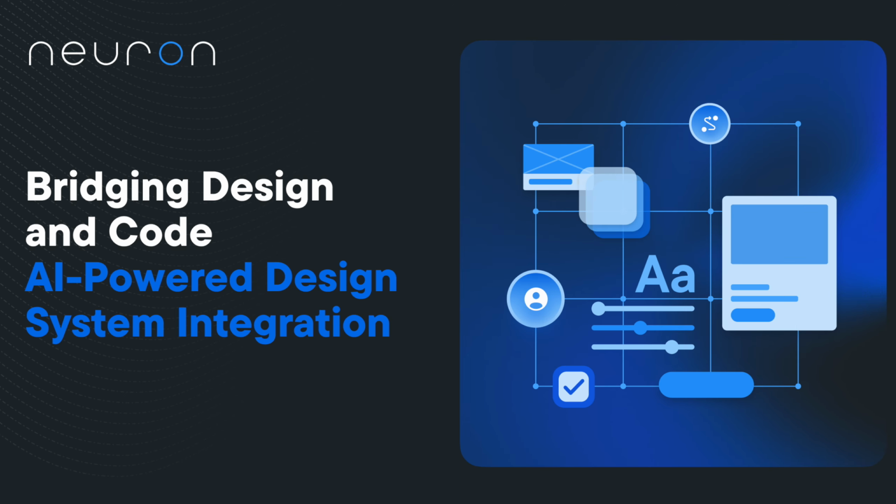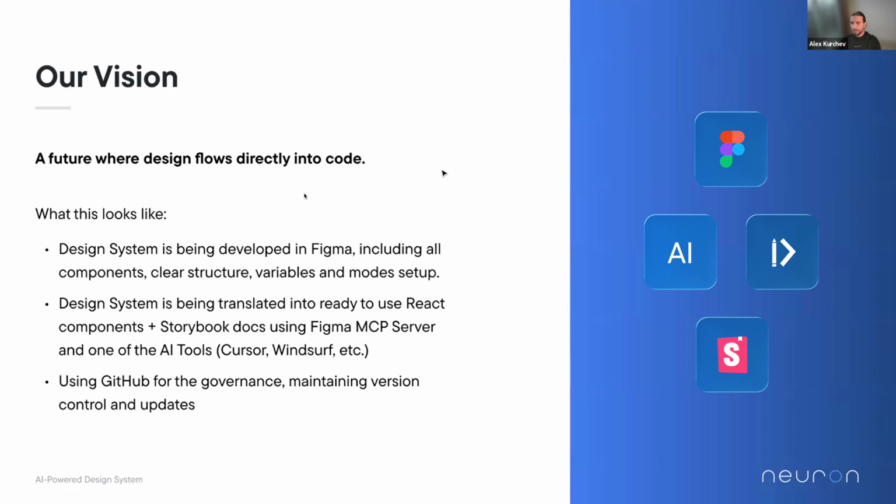In today's video, we'll show a highlight from our recent conference keynote. That will be about how to use AI tools to turn Figma design system into production-ready React components. The approach basically consists of 3 or 4 different sections.